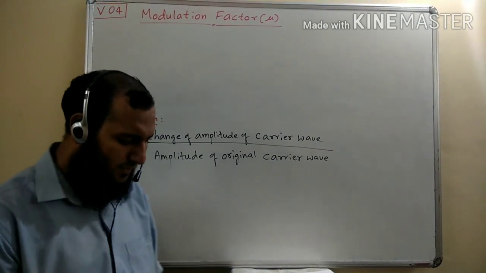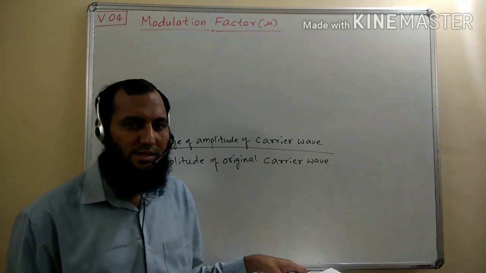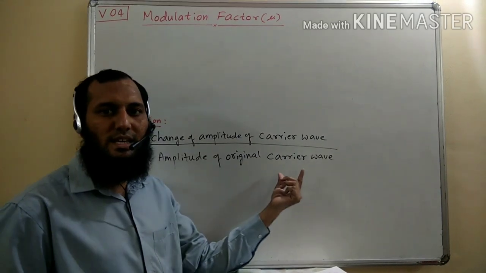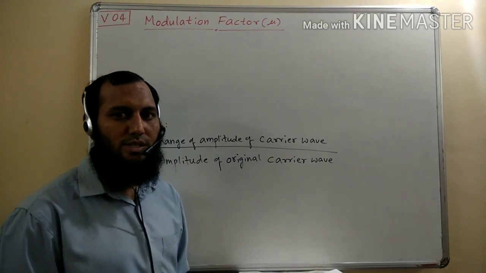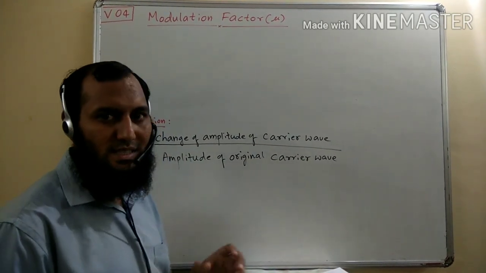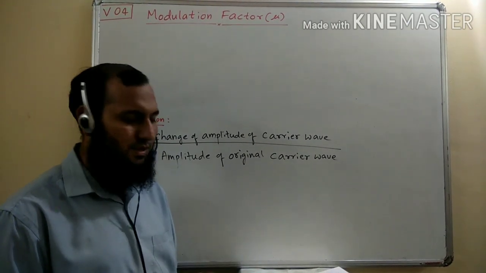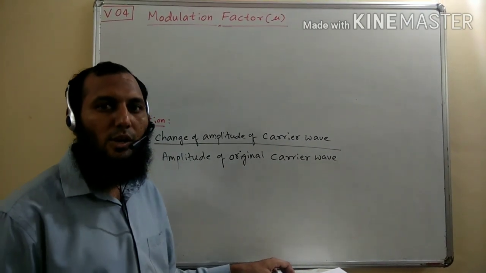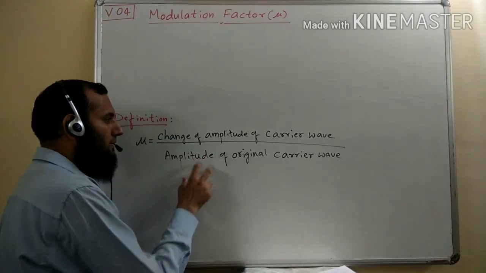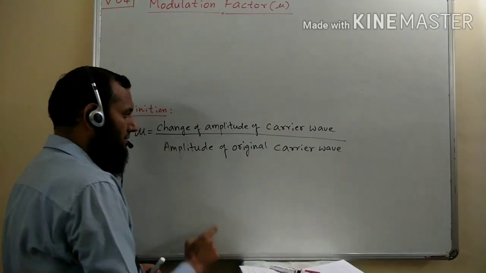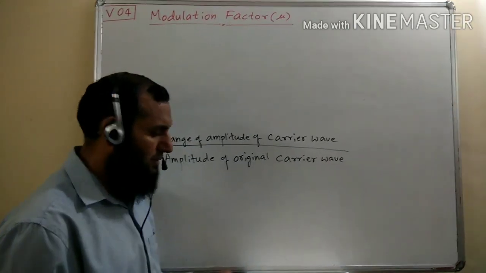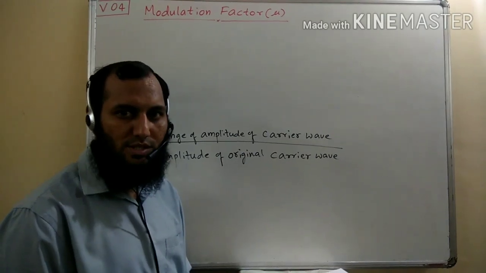The modulation factor is defined as the ratio of change of amplitude of carrier wave and the amplitude of original carrier wave. I have taken the modulation factor as mu. In some textbooks it's taken as Ka or capital M. There are many notations for this modulation factor. It is also called modulation index. So the definition of modulation factor is the ratio of change of amplitude of carrier wave and amplitude of the original carrier wave. To understand the definition, let us go back to the graphical representation of amplitude modulation.